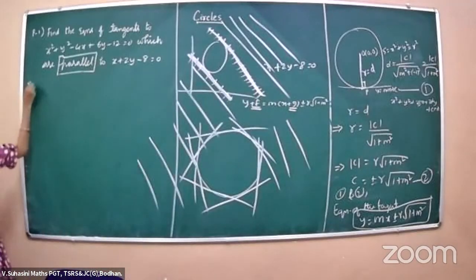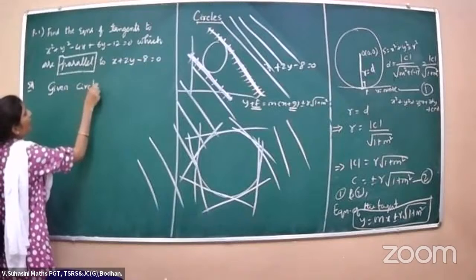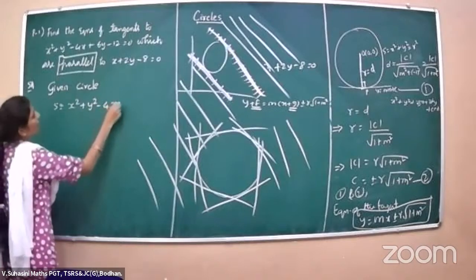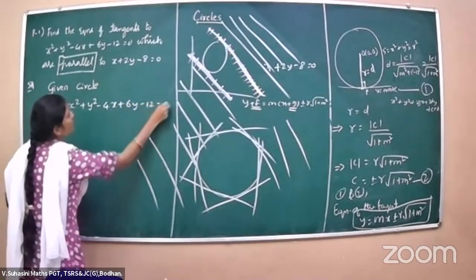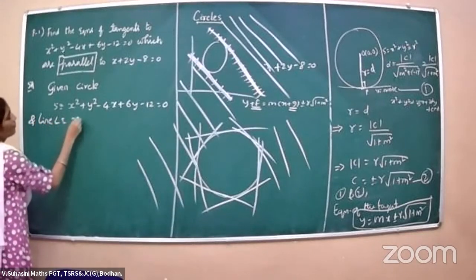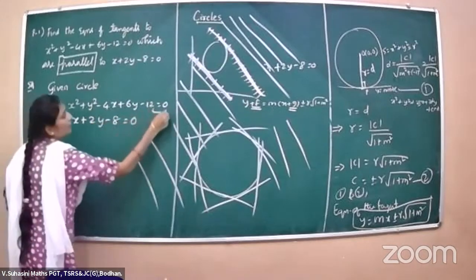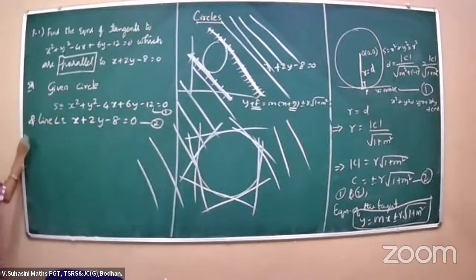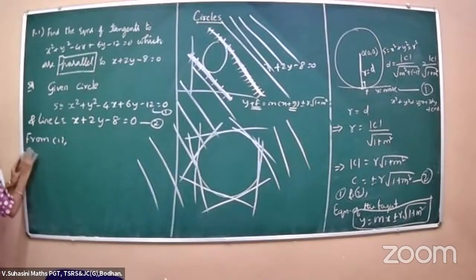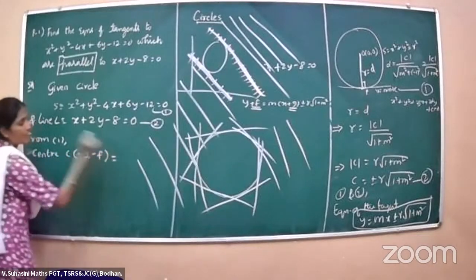First, we have to write the given data. Given circle: let the given circle S is equal to x square plus y square minus 4x plus 6y minus 12 equal to 0. And line L, what is the line? x plus 2y minus 8 equal to 0. Okay. From equation 1, that is from the equation of the circle, we have center C. What is the center? Minus g, minus f.